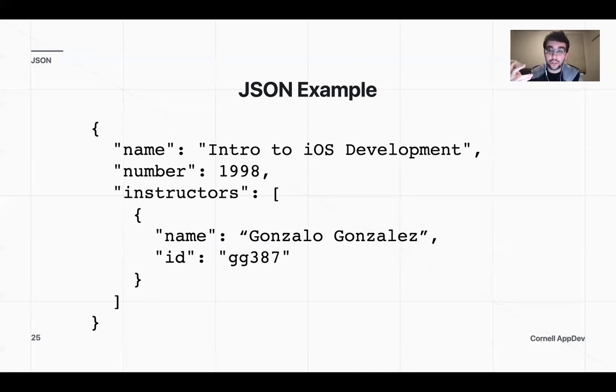And then you have an instructors array, which contains objects of instructors, which in this case, you have a key name, and you have Gonzalo Gonzalez. And then you have another key, which is ID, and that corresponds to the net ID GG387, which is this string.